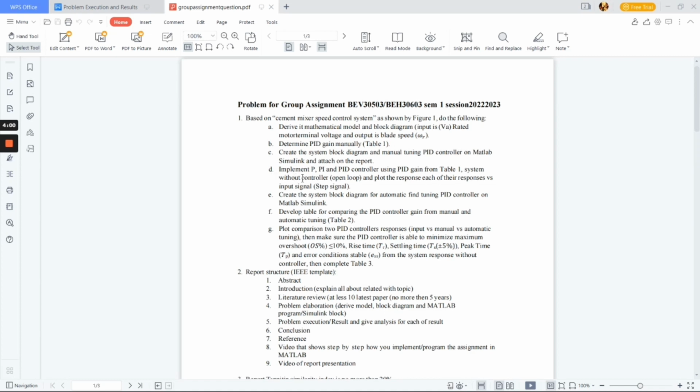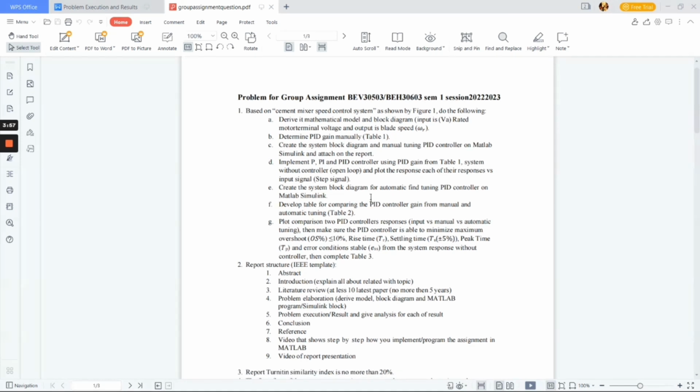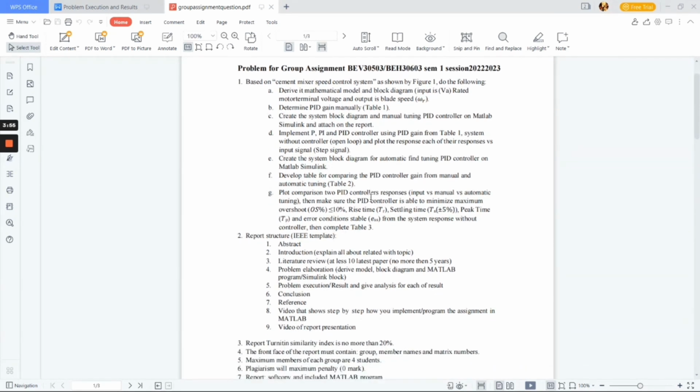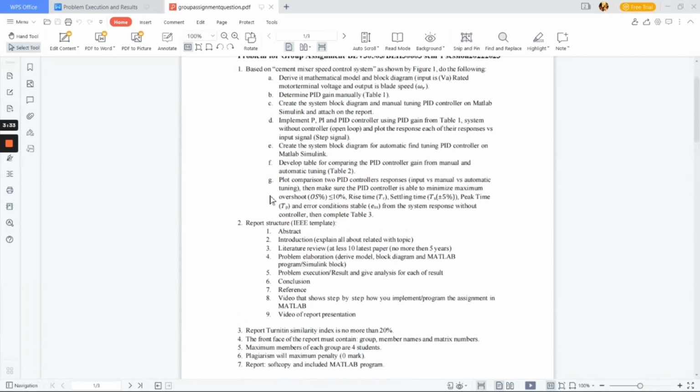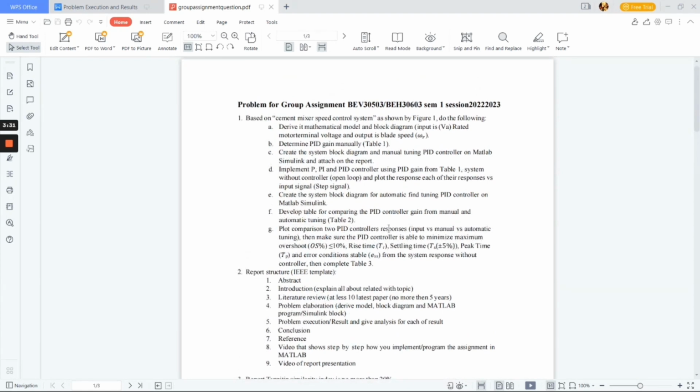Next, implement P, PI and PID controllers using the PID gain from table 1. Simulate the system without controller, open loop, and plot each of their responses versus the input signal. Next, create the system block diagram for automatic fine tuning PID controller on MATLAB Simulink. Develop a table comparing the PID controller gain from manual and automatic tuning. And for the last one, plot a comparison of the PID controller's response to the input, manual versus automatic tuning. Okay, that's all.